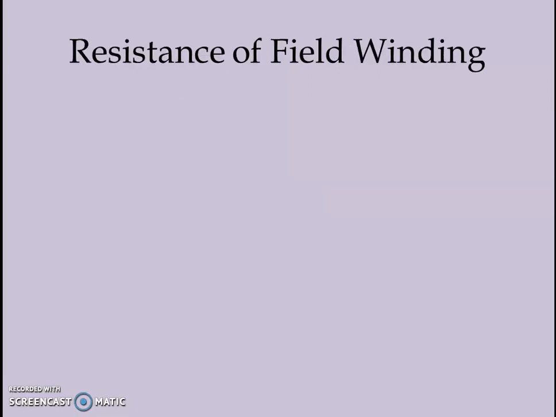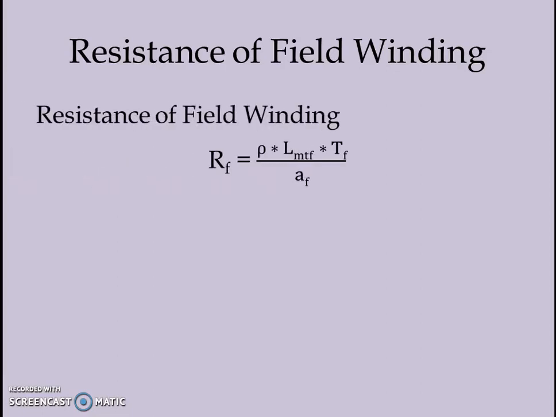Now, resistance of the field winding. Most of the parameters we have already calculated, so at the end we can also calculate the resistance of the field winding. The resistance of the field winding, RF, is rho LMTF multiplied by TF, the number of turns, and divided by the cross-section area of the field winding. We can see that in this equation all parameters are known, and we can easily calculate the resistance of the field winding.